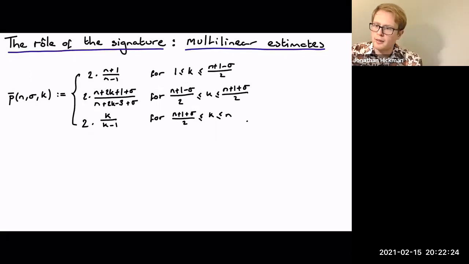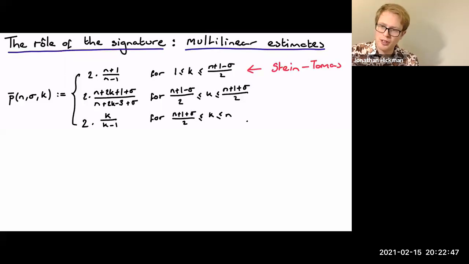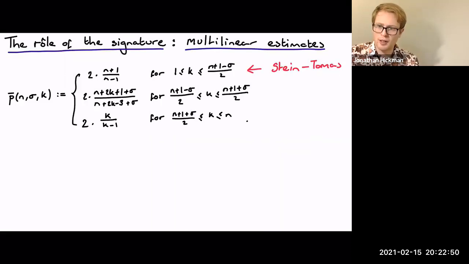So let's go back to the exponents featured in the conjecture. Of course, there are three distinct regimes depending on the degree of multilinearity k. First of all, if k is small, close to 1, then we get the exponent 2n plus 1 over n minus 1. And I'm sure everyone will recognize this as the Stein-Thomas exponent in the L2 restriction theorem. In particular, this multilinear estimate follows from Stein-Thomas using Hölder's inequality. So there's no real multilinear feature to this inequality.